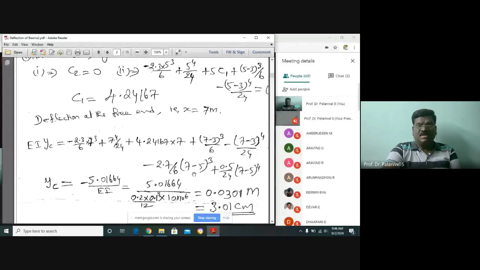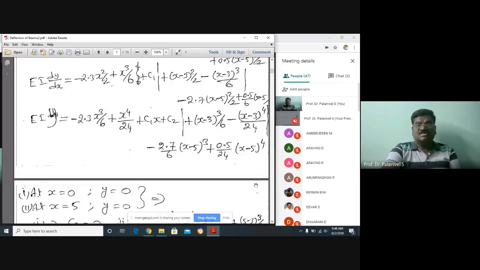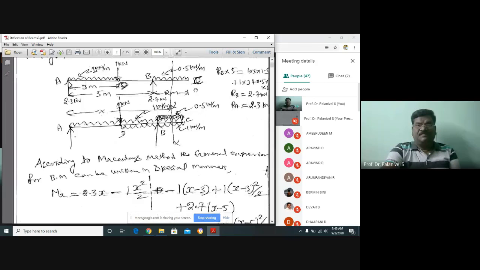Now, if you substitute everything and do the computation, the maximum deflection, or the deflection at the free end, is found to be 3.01 centimeter. That is 30 mm, almost 30 mm, 1 foot. So the beam deflects considerably, that much, at the free end.